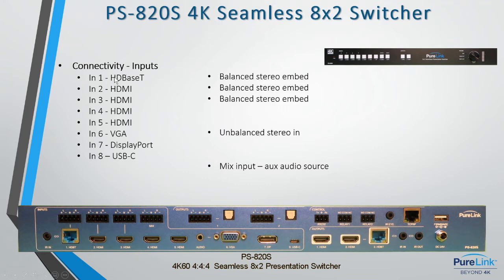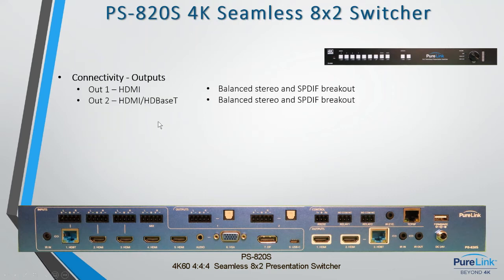The input section, first input is HDBaseT. That transmitter comes in the box. It's not a separate purchase. On the output side, there's an HDBaseT receiver that's also included in the box. The first three inputs provide balanced stereo embed, and VGA has unbalanced stereo in, and then there's also a mix input, which would be an audio source that you just want to mix into the output buses.